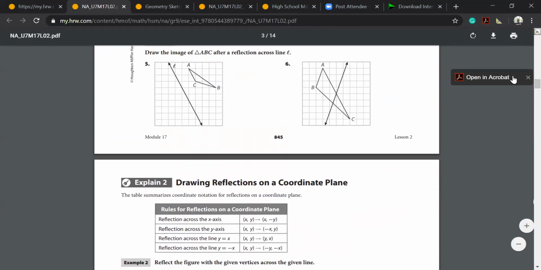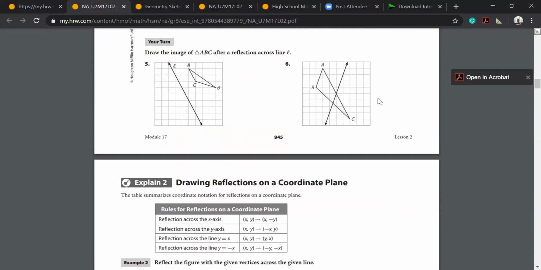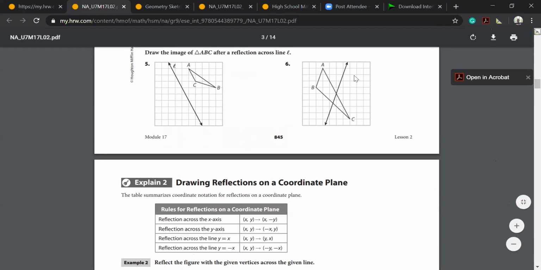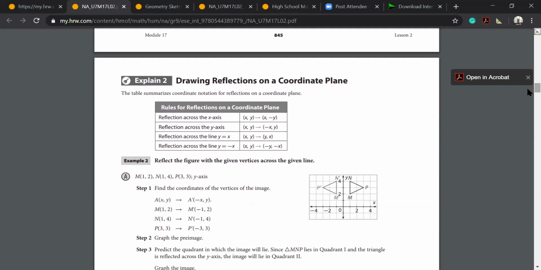Question 5 and 6. Try to do it. You will make a mistake once or twice. This is not a problem, but try to do it. And make sure of the 2 rules: the distance that you make from the point to the line of reflection is the same on the other side. And the other rule is that the line you draw in the beginning should be at 90 degrees. Okay?